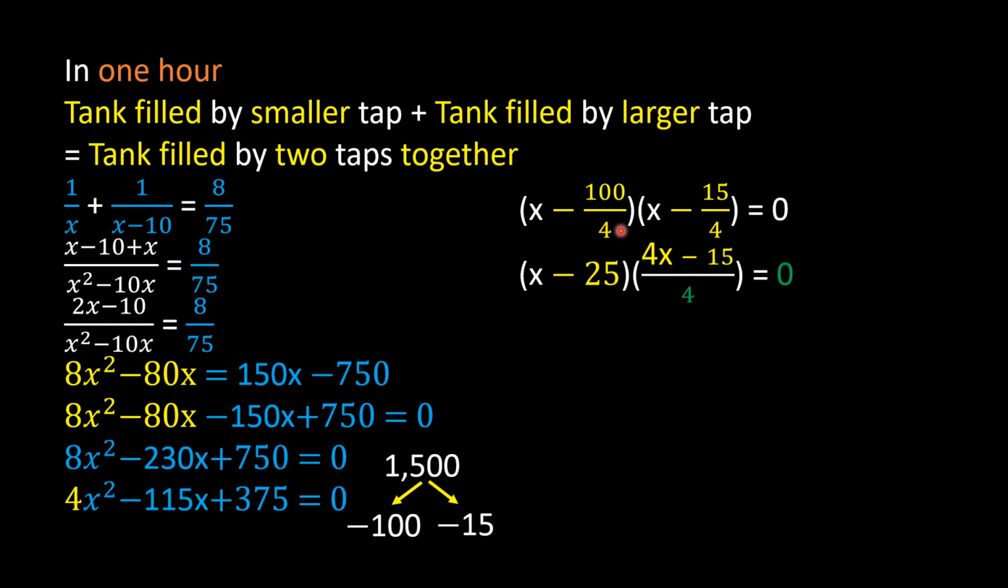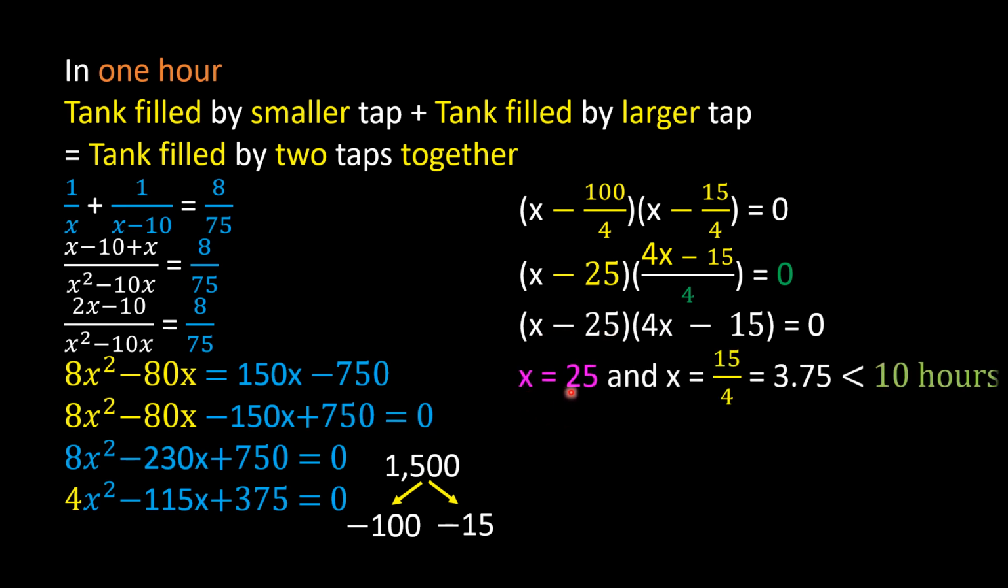100 divided by 4 becomes 25, and x multiplied by 4 is 4x, minus 15 divided by 4. Now 4 multiplied by 0 becomes 0, and we get x minus 25 multiplied by 4x minus 15 equals 0. Now the first factor x minus 25 gives us x equals 25, and the second factor gives us x equals 15 divided by 4, which is 3.75.